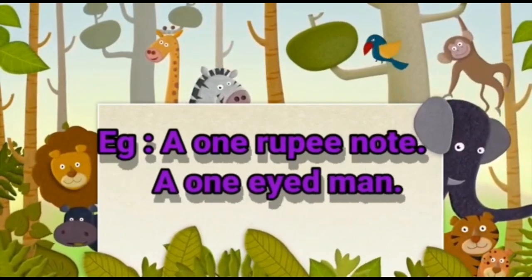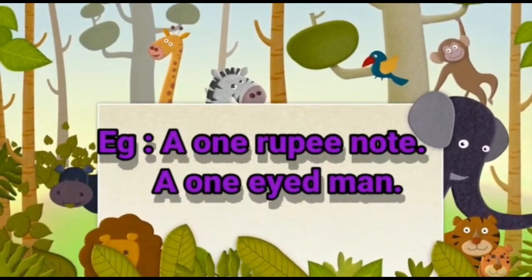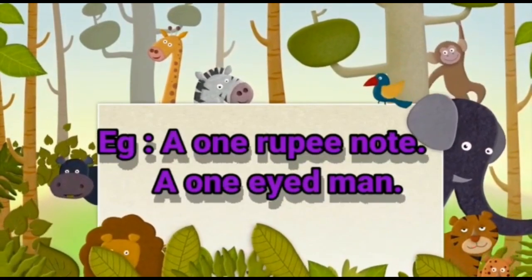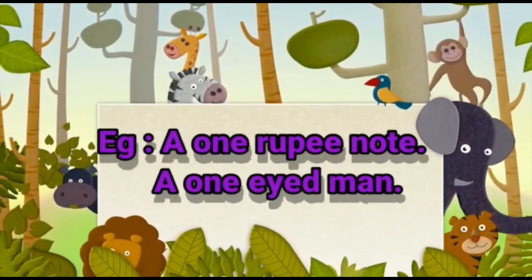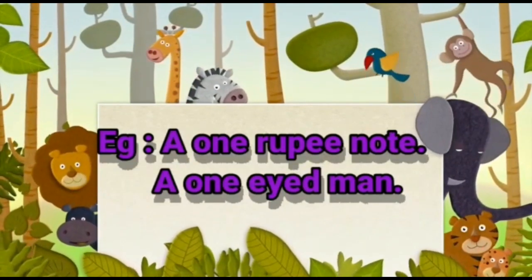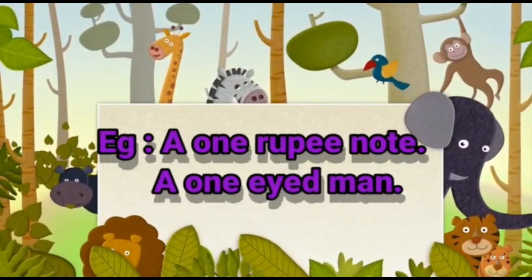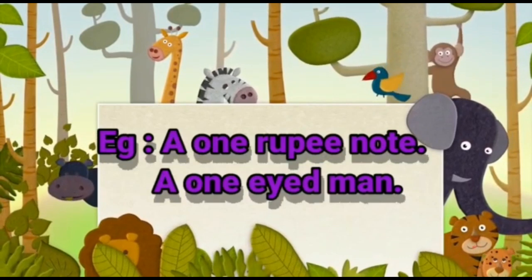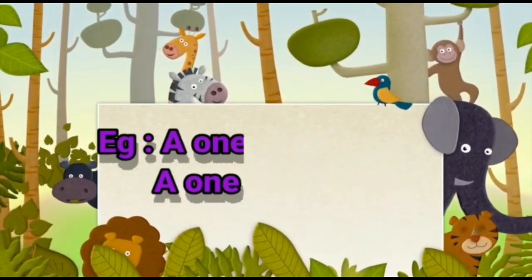We use a with the word one. It sounds as if the word one begins with a consonant. For example, a one rupee note, a one-eyed man.